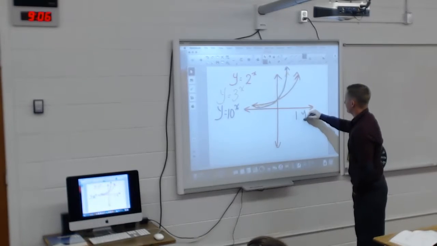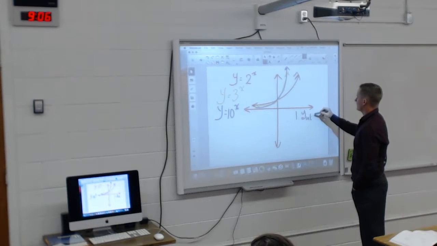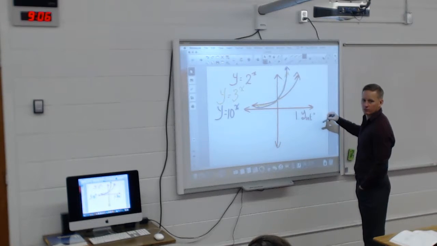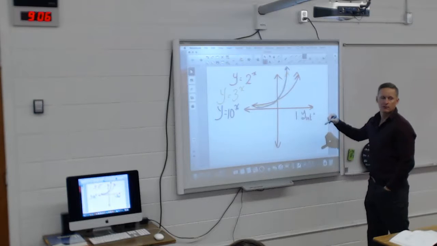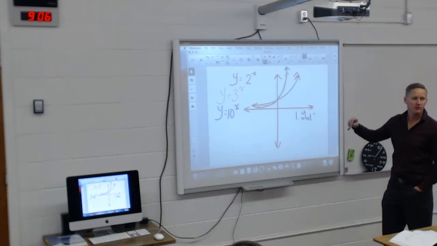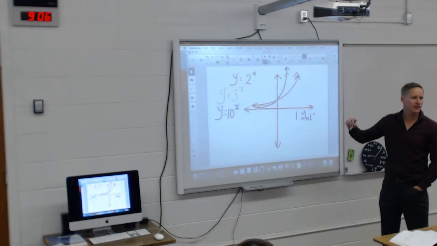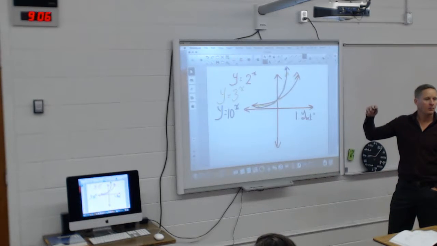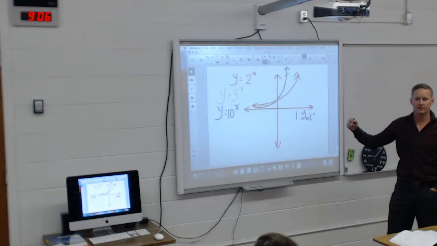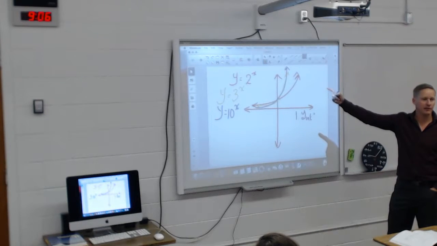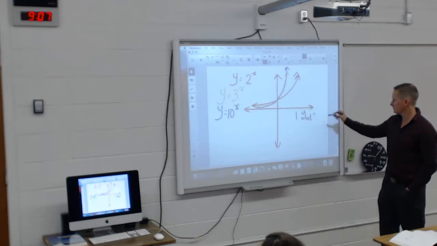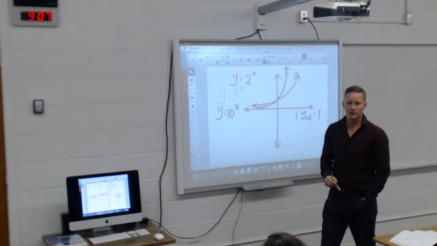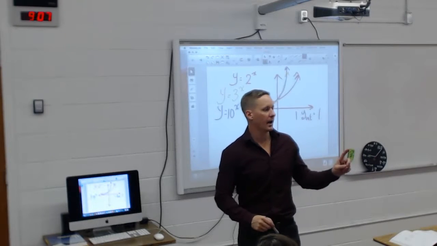What do you notice about it? Their y-intercepts are all equal to 1. Well, get off your calculators for a second and use your brains. What does it mean when you try and find the y-intercept? What does x have to equal? 0. What's 2 to the 0, 3 to the 0, and 10 to the 0? 1. Your y-intercept is always 1.